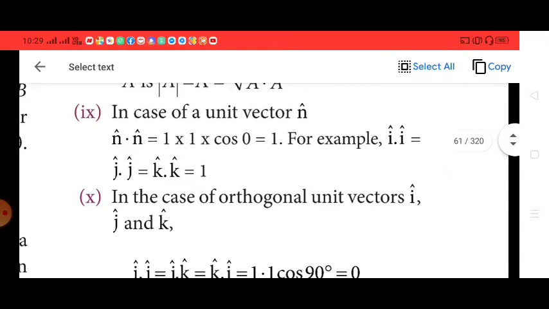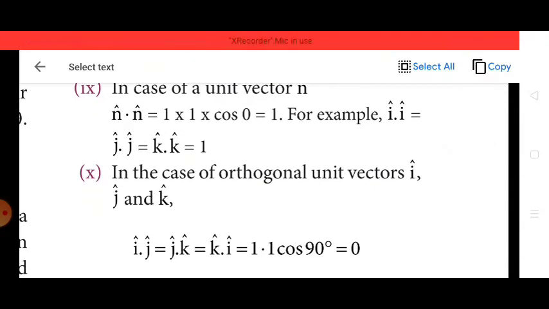10th point, in the case of orthogonal unit vectors i cap, j cap and k cap, i cap into j cap is equal to i cap into k cap is equal to k cap into i cap is equal to 1 into 1 cos 90 degree is equal to 0.